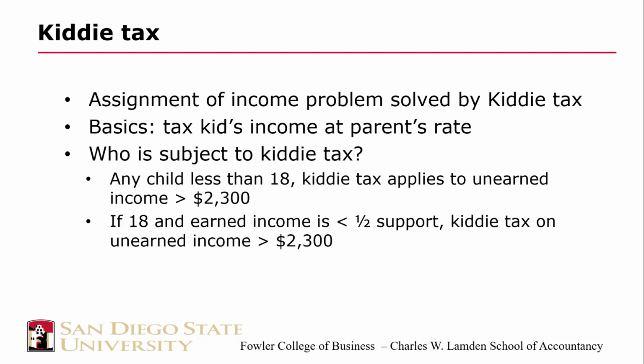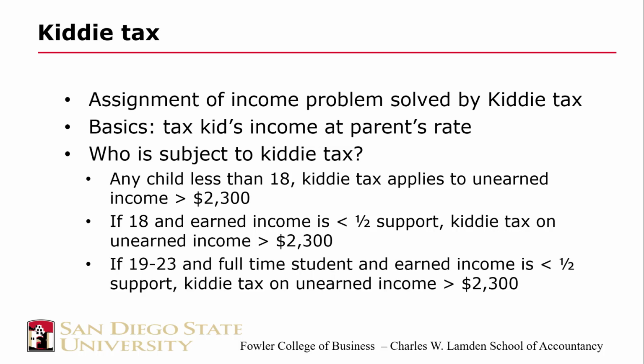If you're exactly 18 and your earned income is less than 1/2 of your support, then it's kiddie tax on unearned income that's over $2,300. And if you're 19 to 23 and a full-time student, so that should sound familiar, right? That's just like the dependency rules for a qualifying child, right? You got to be a full-time student once you crest 18 years of age. And your earned income is less than 1/2 of your own support, then the kiddie tax is on your unearned income over $2,300. So you can see that no matter what the scenario is, they only capture you on unearned income over $2,300. So you can always shift a little bit of income to your kids. You just can't shift a lot of income to your kids. And you can see why. It's because it's going to be taxed at your rate after all.